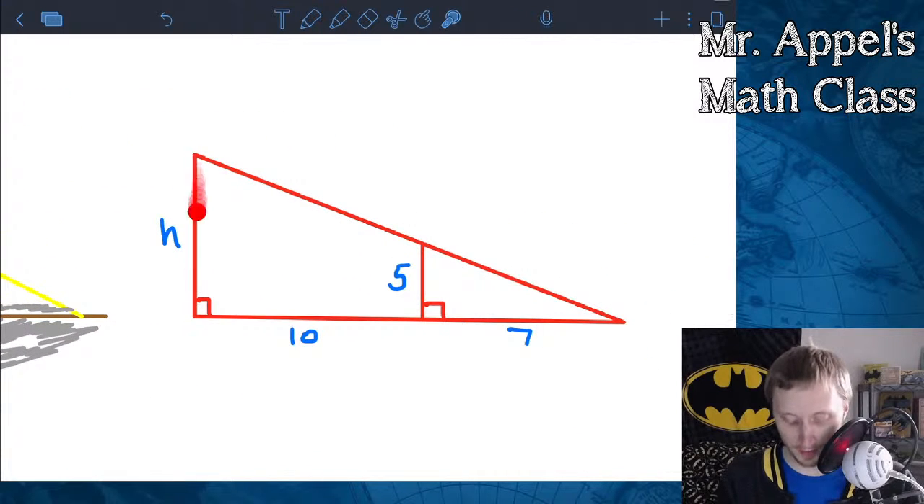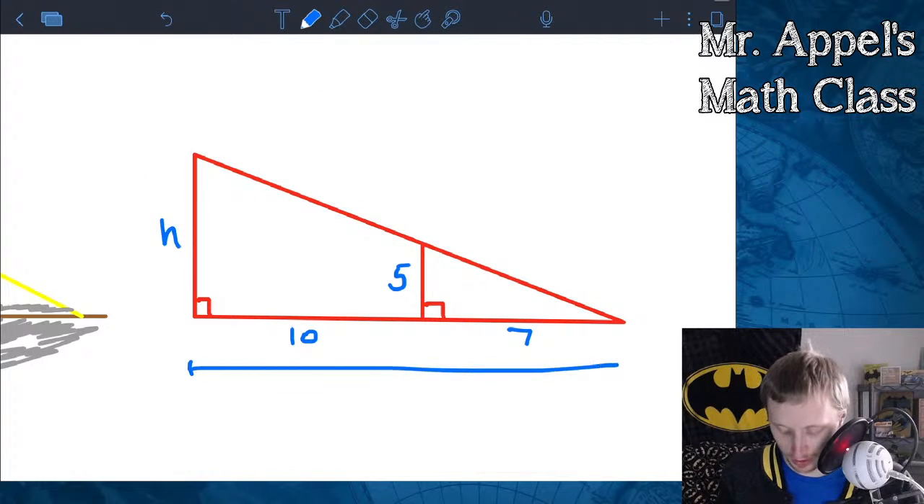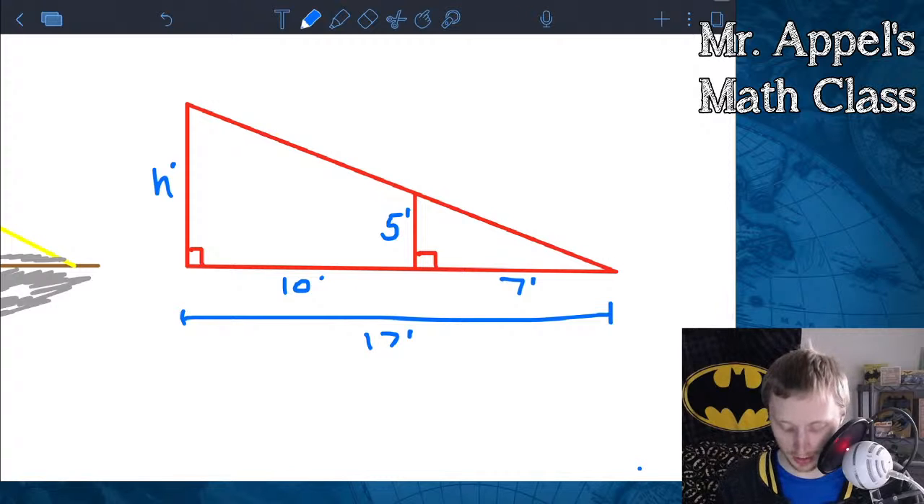So here we have the height of the tree, your height. Your shadow's length here is 7. You are 10 feet from the tree, so altogether the tree's shadow would be 17 feet. These are all feet. What is the height of the tree? Go ahead, set up the proportion, and send me your answer in chat.